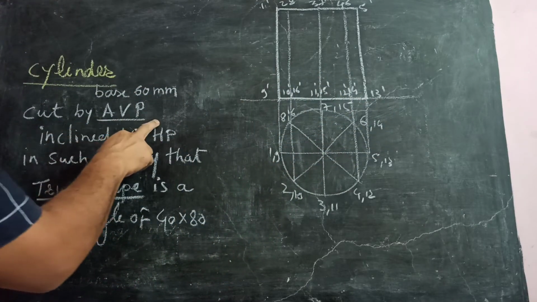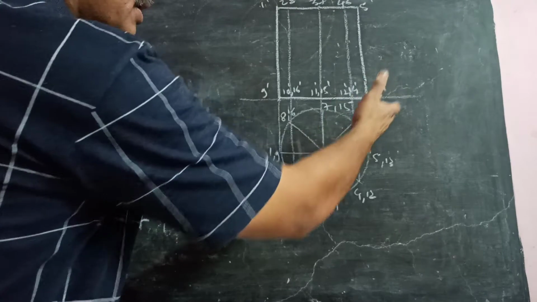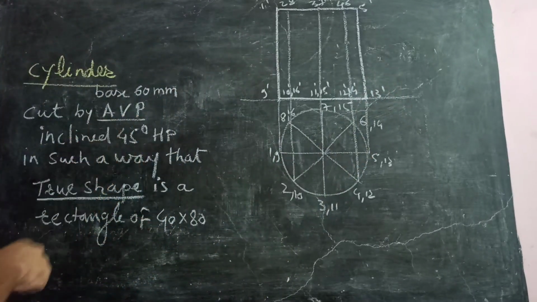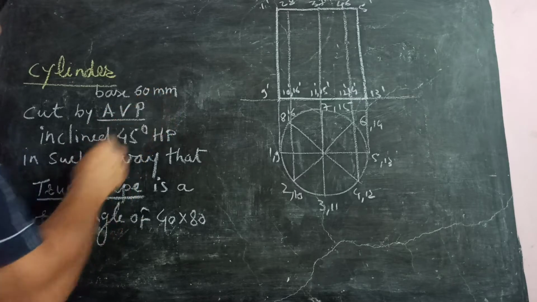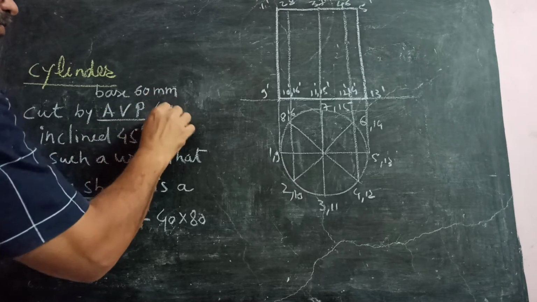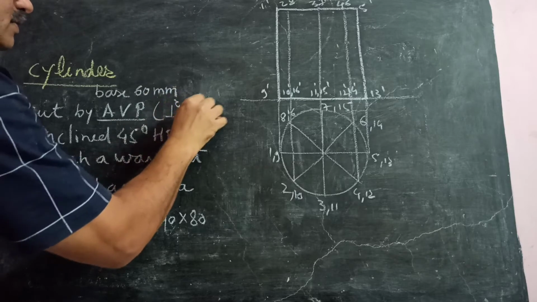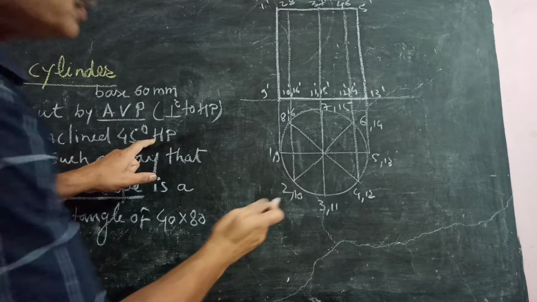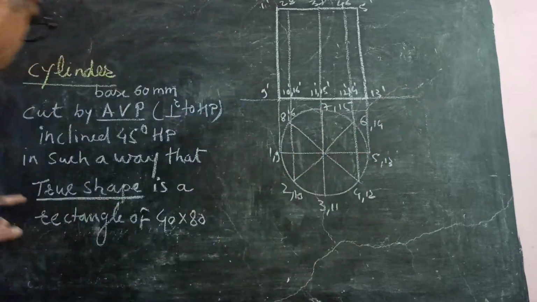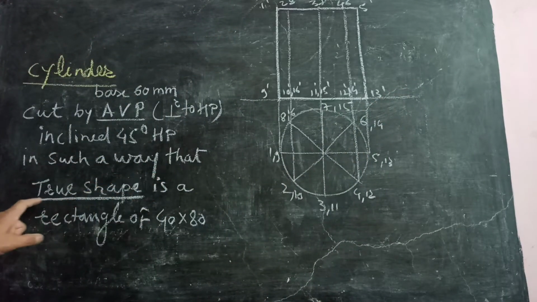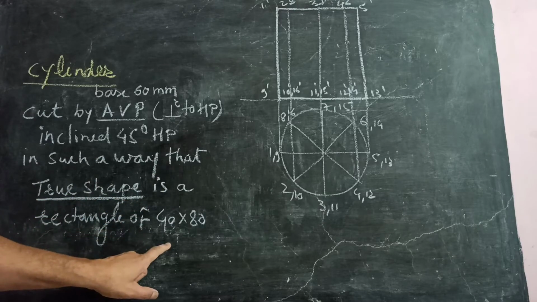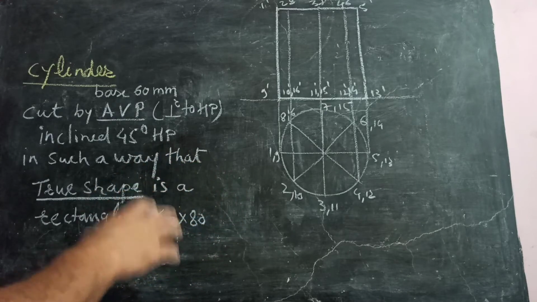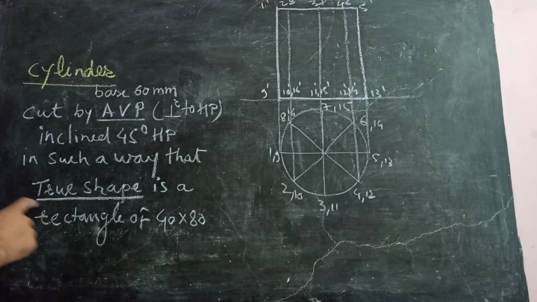It is cut by an AVP. AVP is auxiliary vertical plane, cutting plane line in top view. AVP means it is perpendicular to HP. So AVP is inclined 45 degrees to HP. So this angle will be 45 degrees in such a way that the true shape is a rectangle of 40 by 80. So now, in place of the section plane line, it is given the true shape.